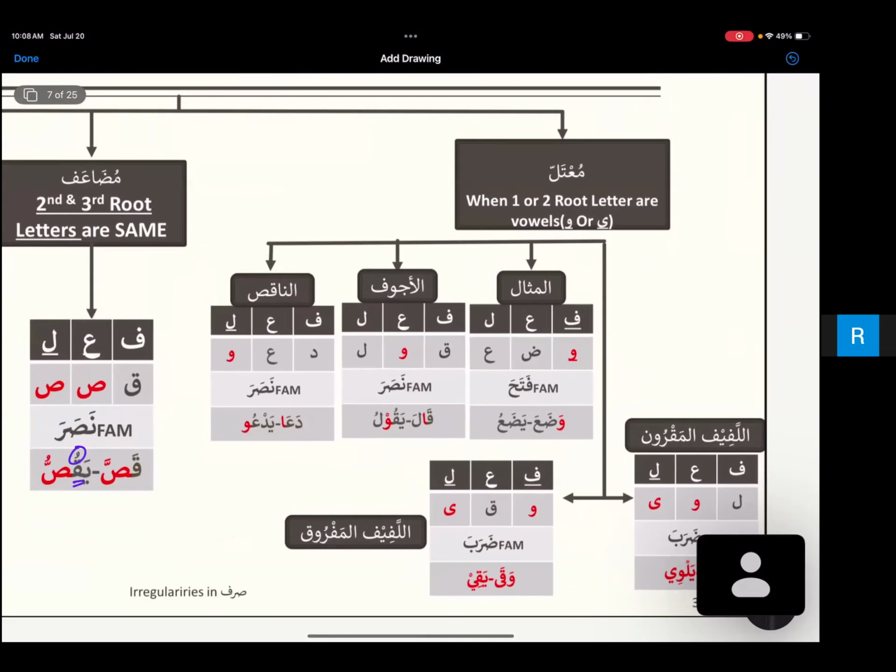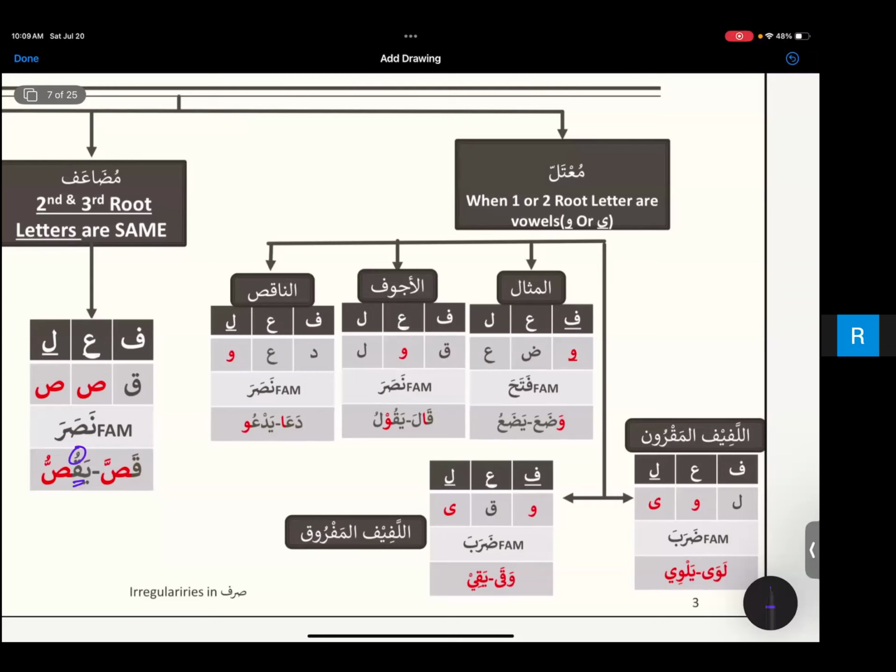And then we saw Lafif. What is Lafif? Mu'tal is when we have one weak letter, Waw or Ya, as one of the root letters. But when we have 2 root letters weak, then we are going to name them differently. Lafif, and Lafif is going to be further divided: Lafif Makroon and Lafif Mafruq. So if they are side by side, we're going to call it Lafif Makroon, from Qareen. You're going to remember that word. And if there is distance between these 2 weak letters, then we are going to call it Lafif Mafruq. And the examples are given over there.